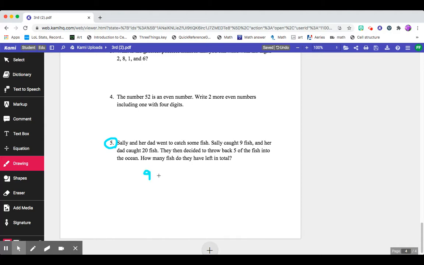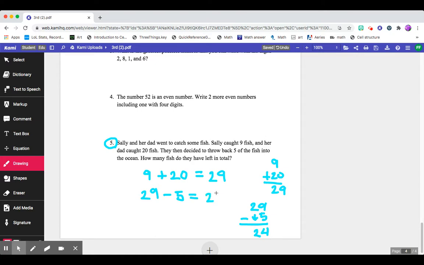So Sally had 9 fish, plus Dad had 20 fish. What is the answer? 9 plus 20 equals 29. So they have 29, but they decided to throw back 5 of the fish into the ocean, so you have to subtract 5 of them. Then 29 minus 5: 9 minus 5 equals 4, right? And 2 just comes down. 24. So they have 24 fish left.